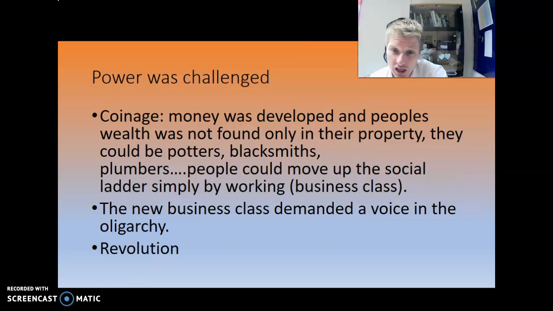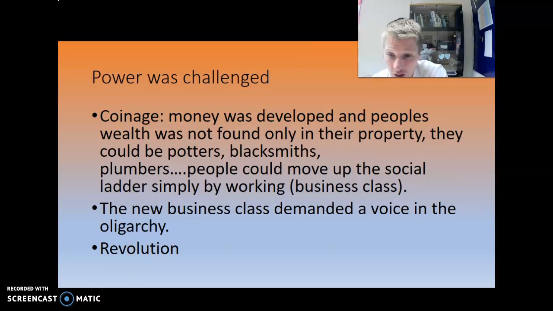But as coinage came, your wealth wasn't measured in how much dirt you had to walk on that you could say was your own, but in how many coins were in your pocket. So it didn't matter if you had land. The most powerful people who owned lots of land didn't necessarily mean they were the wealthiest, and people could make a living off of making pots or as blacksmiths or plumbers, and they could move up and down the social ladder, gaining influence over society without having land, kind of like the business class of today. And that challenged the authority.